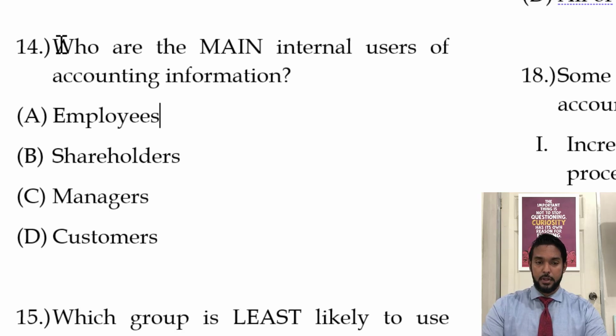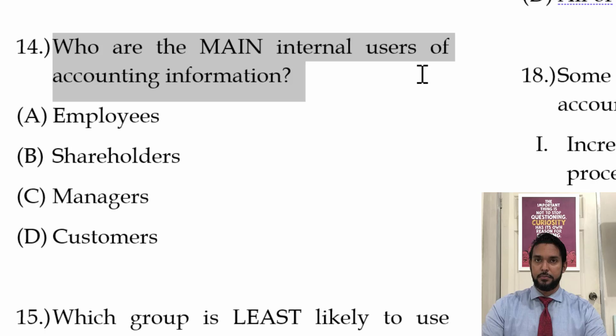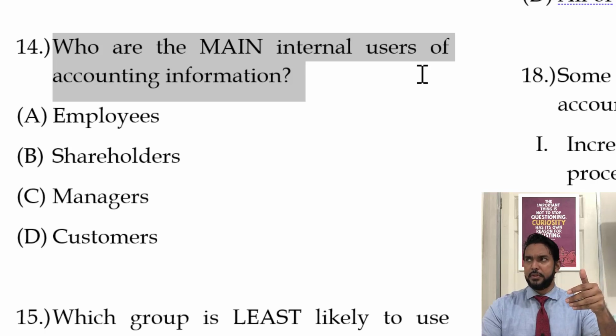14, sorry. Who are the main internal users of accounting information? So main internal users. So who are some internal users? Management, customers, board of directors, shareholders. All right, so which of those do you think is the main one? I would think managers, because managers have the mandate from the board to execute the strategy. So management needs to know what's going on.